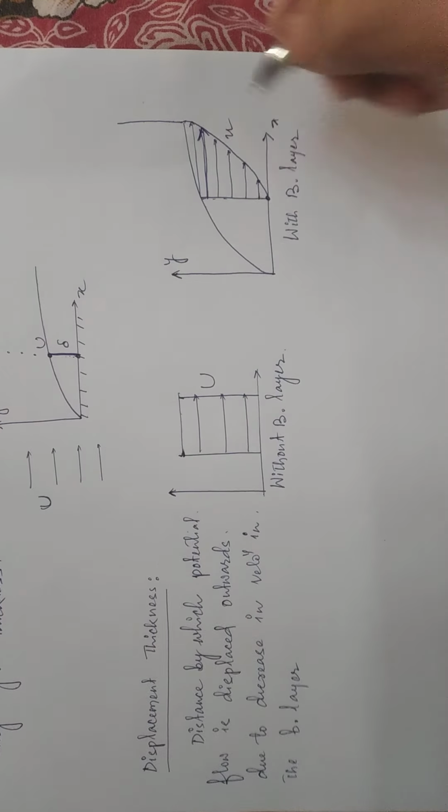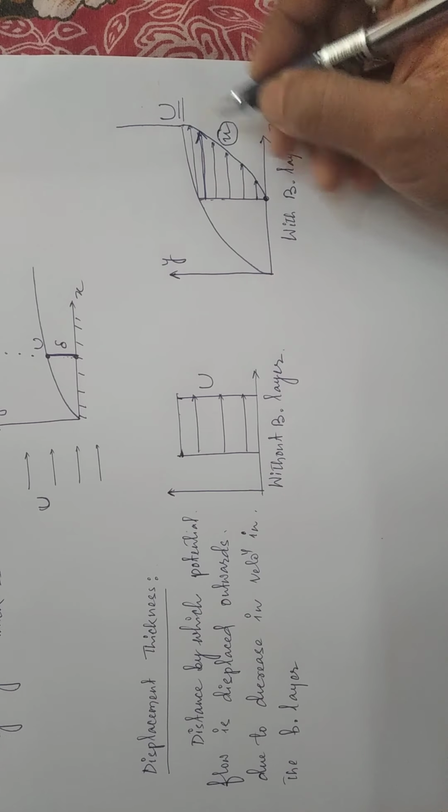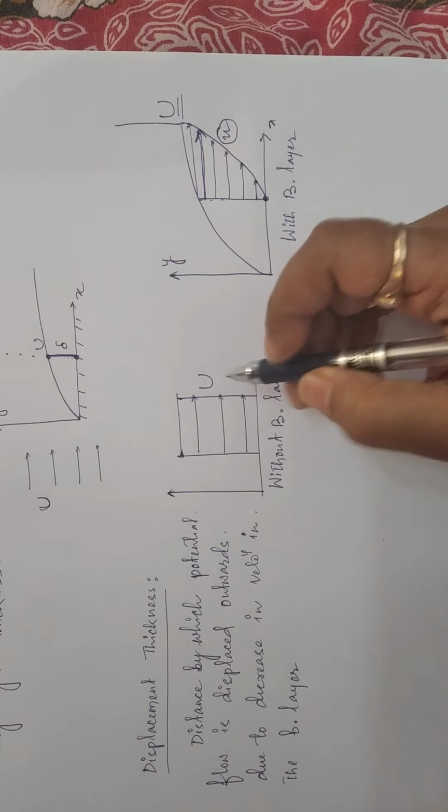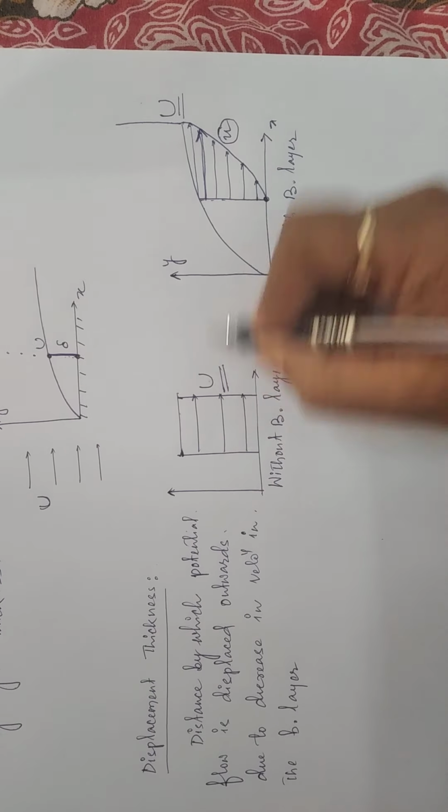So what happens is that here small u is less than capital U. How? Because in the definition of the boundary layer you have said that the velocity rises from 0 to maximum velocity capital U within that boundary layer region. So small u is obviously less than capital U, but if there is no boundary layer, all the velocity will be the same, that is capital U, where capital U is greater than small u.